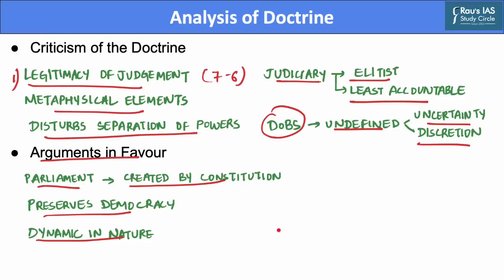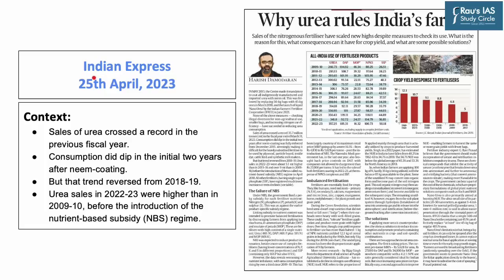Now, moving on to the second article of the day, which appeared in the Explained section of the Indian Express on 25th of April this week, and highlights that the sale of urea crossed a record of 35.7 million tons in the previous fiscal year.